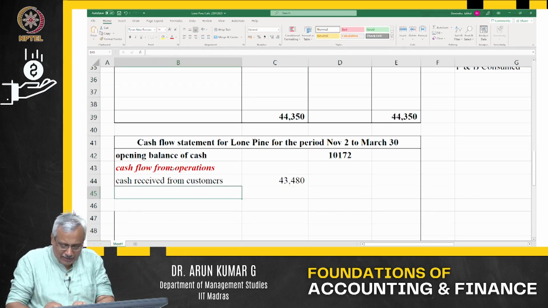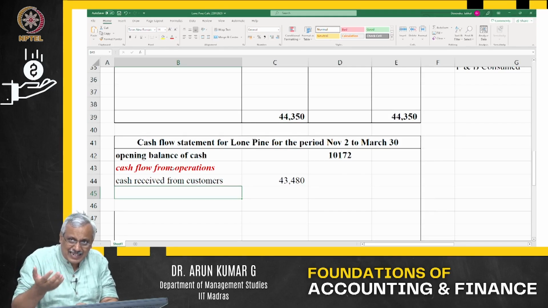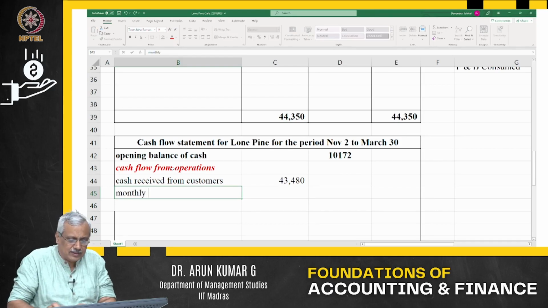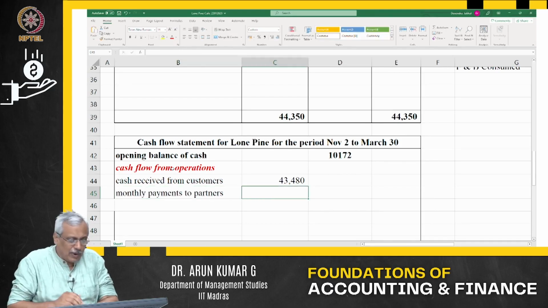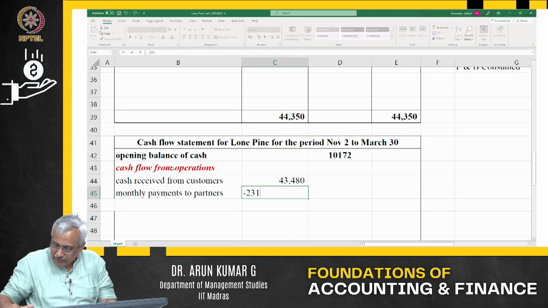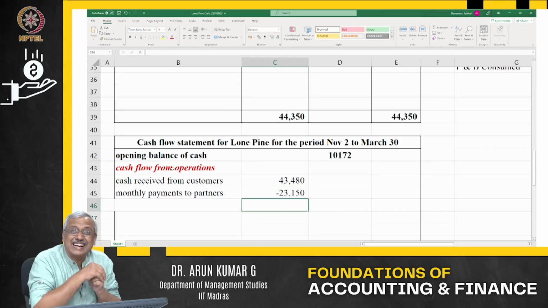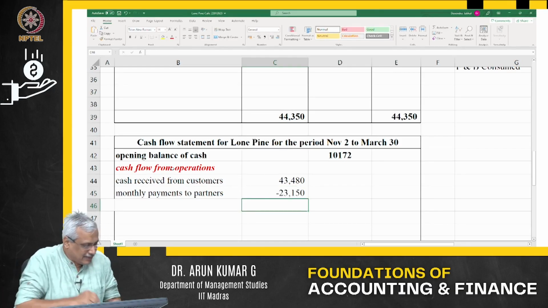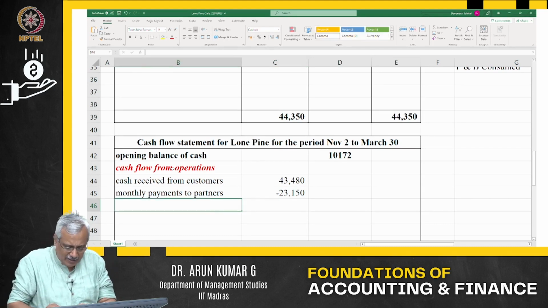Monthly payments to partners, what is that? You are paying them a salary, and salary is operations. Monthly payments to partners is about 23,150, a cash outflow, money going out. So I have put a negative sign there. Next, wages to part-time employees I paid.